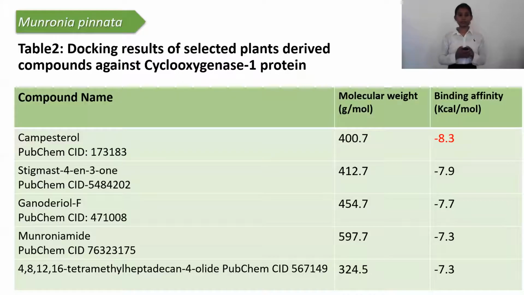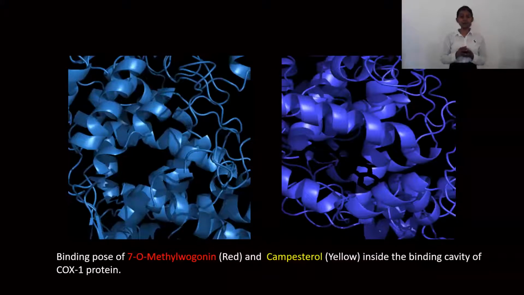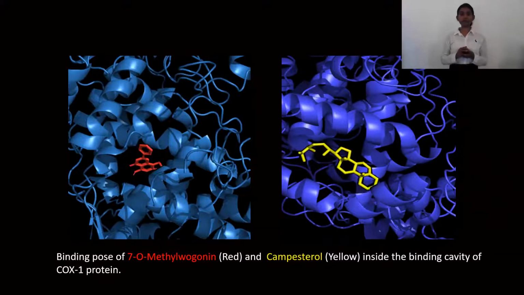And these show the top 5 docking results of the selected compounds against the COX-1 protein. As you can see, campesterol from Munronia pinnata and 7-O-methylvogonin from Andrographis paniculata got better binding affinity values compared to indomethacin. And this is the image that shows the binding pose of 7-O-methylvogonin, in red, and campesterol, in yellow, inside the binding cavity of the COX-1 protein.